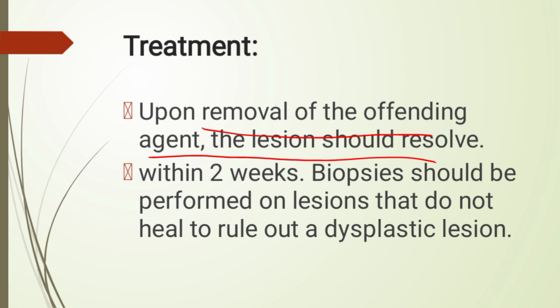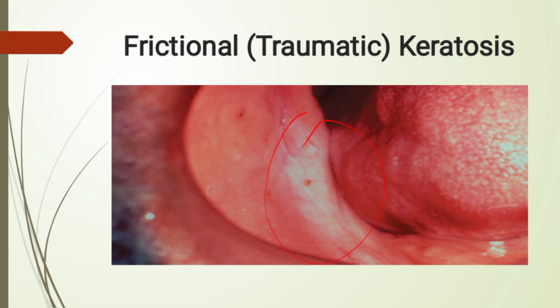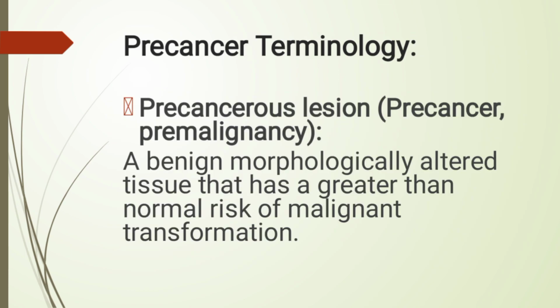But if the lesion does not heal within 2 weeks, then you have to do a biopsy to rule out whether any dysplastic changes are present or not in that area. This is frictional keratosis. Okay. Precancerous lesion, these are very important terminologies you should know, because they can be asked in your highly competitive exams. So don't take these as small definitions, you should know them.